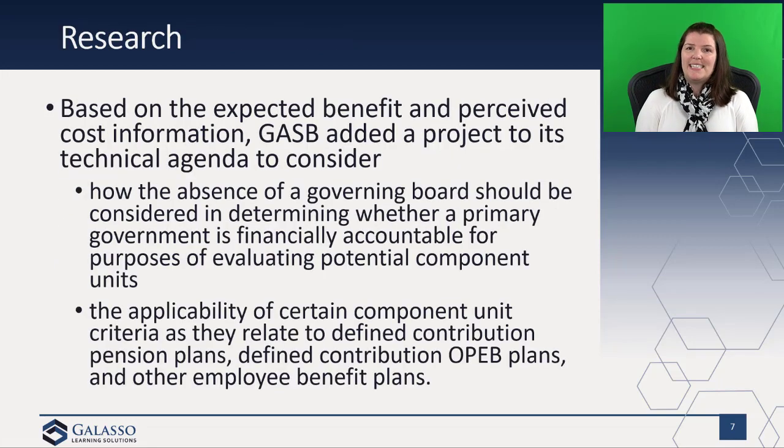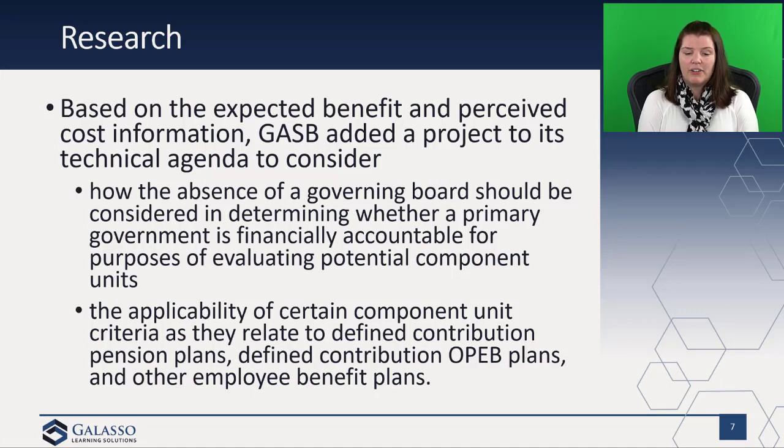So they went and did some research, and this is where I learned a lot by reading the basis for conclusion. They believe that the answer they came to is correct. So they're not saying that the answer they have in the implementation guide or in the standard is wrong. But what they're saying is their cost benefit might not have been strong enough. So based on the expected benefit and perceived cost information, they added a technical agenda item to review potential ideas on how to address this.